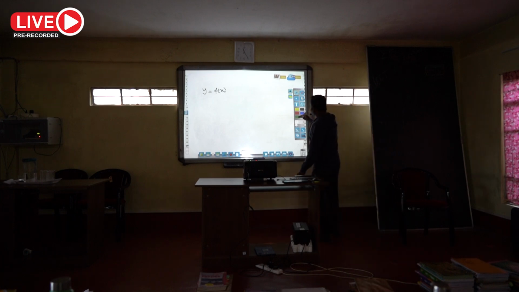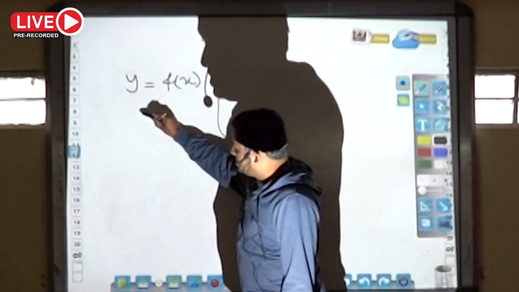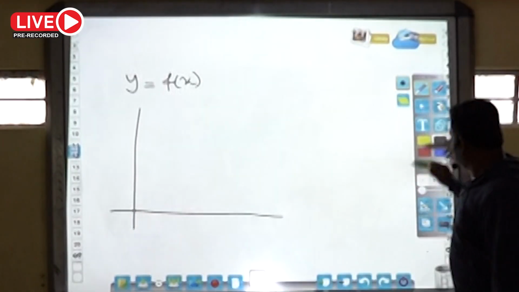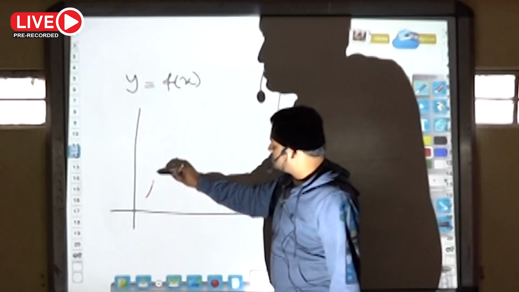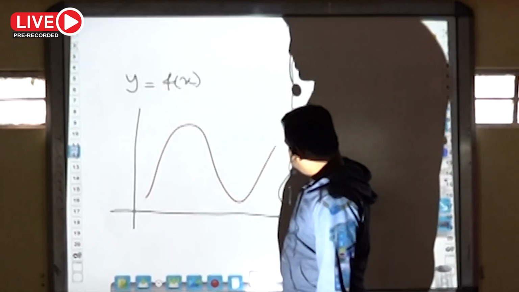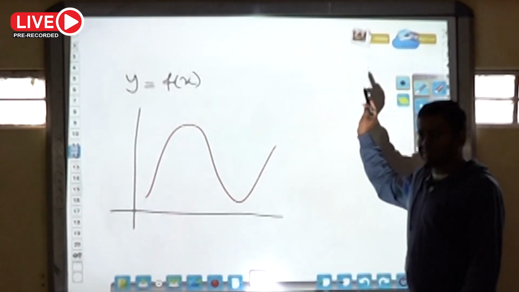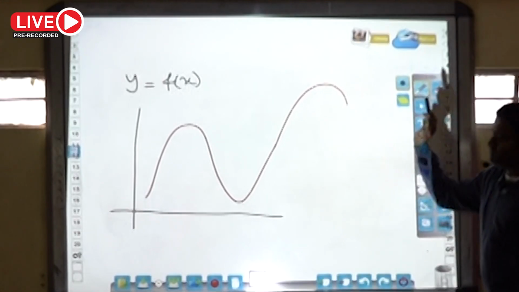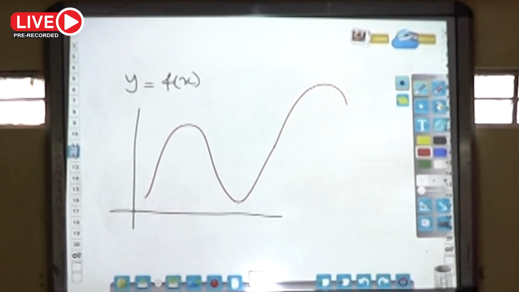So I don't know which type of graph it will show. So I will just consider an arbitrary graph. And let us consider the graph will be like this. It may have some other repetitions like this, maybe, and so on. So I find this graph for any arbitrary function.